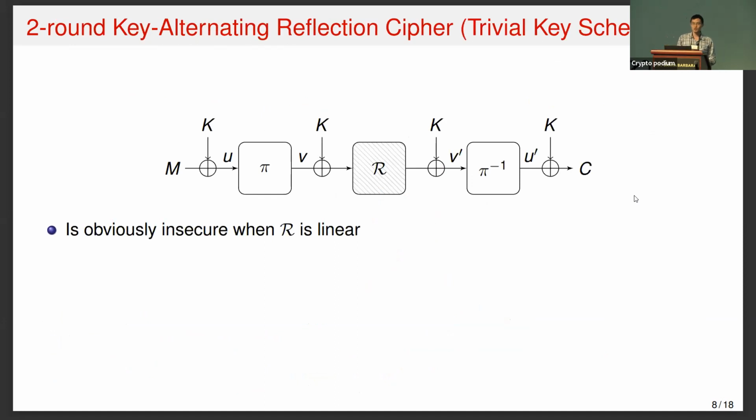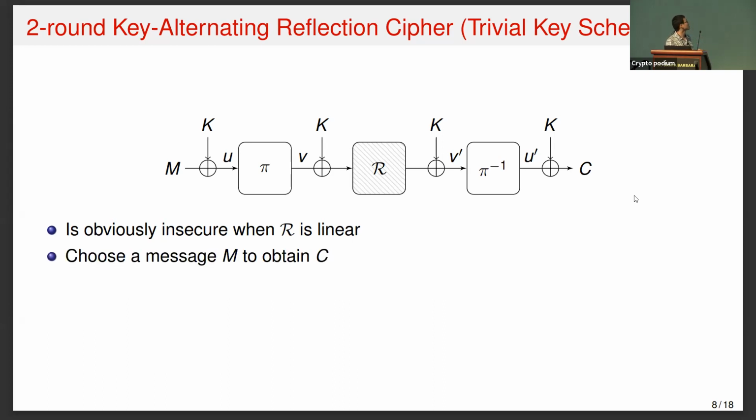Okay. So we are going to focus on the two rounds case here, and we try to minimize the amount of randomness that is needed. So we first want to go to the one round case, but this construction is obviously insecure when the reflector is linear.